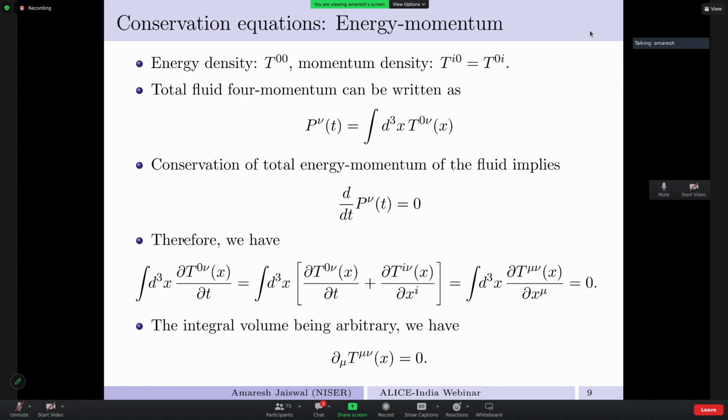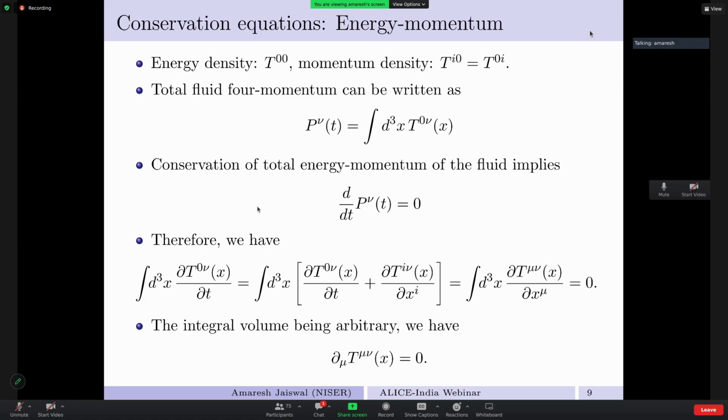Again, we play the same game. We look at the right hand side of the conservation equation, and we see that we can again add this total divergence term, the surface term, which gives us the conservation of energy momentum tensor. So the idea is that we first have to recognize what these components mean to be able to understand what the conservation equations mean.